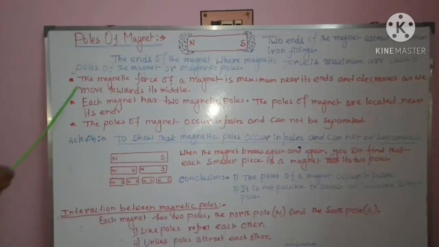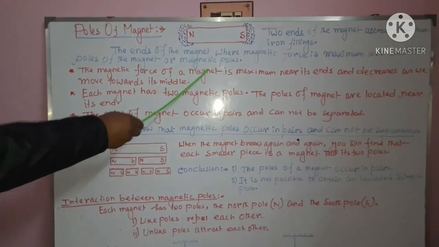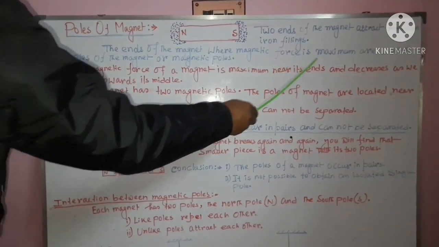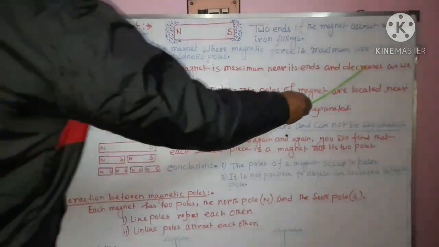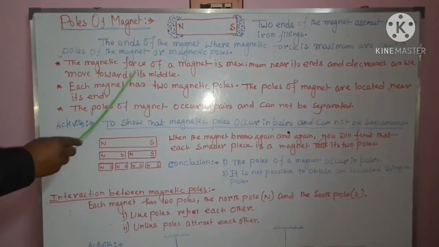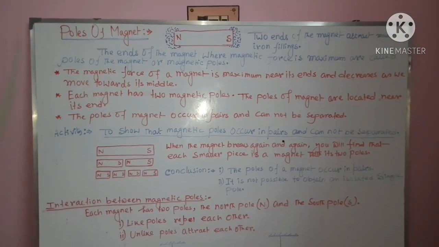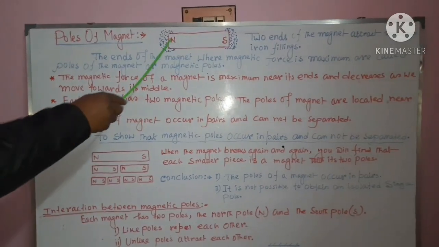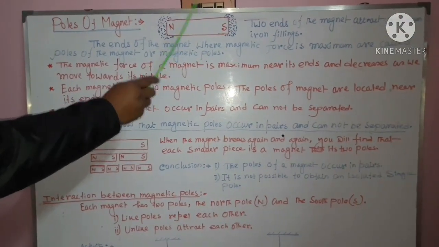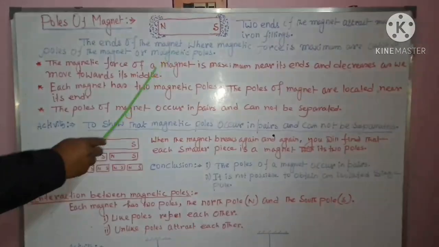See, magnetic force of a magnet is maximum near its ends and decreases as we move towards its middle. So therefore, whenever we move from North Pole towards the middle or South Pole towards the middle, the magnetic force decreases.